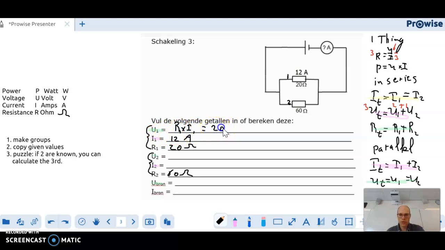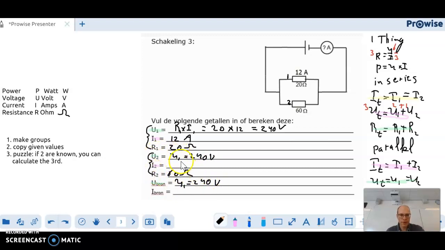R was 20, I was 12. 20 times 12 is of course 240. U is volt, so there should be a capital V. Voltage, copy. I can copy. So U2 is U1, which is 240 volts. U source is U1, which is 240 volts.